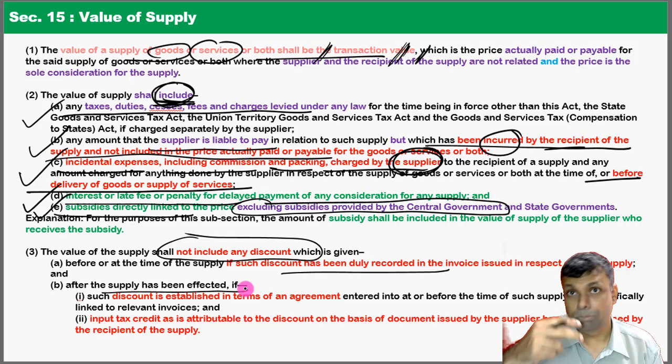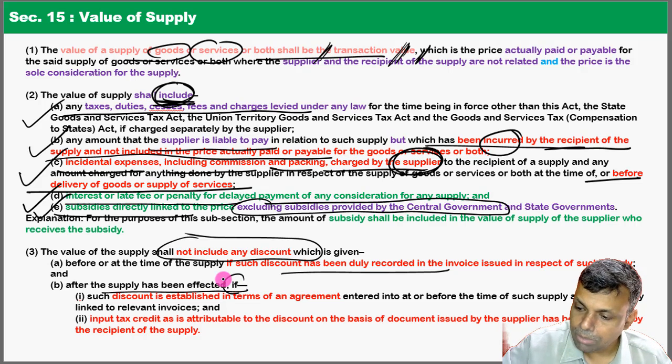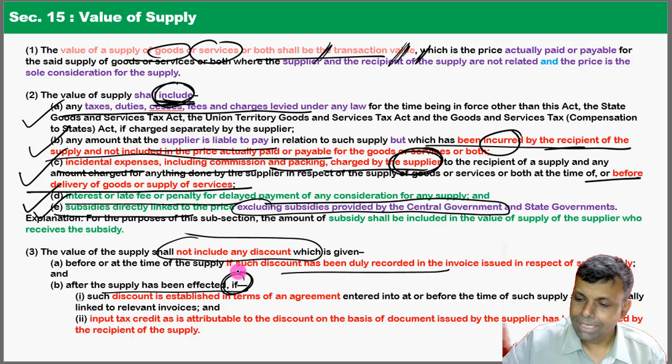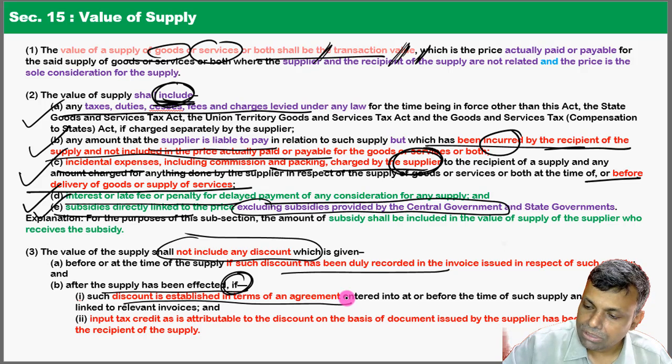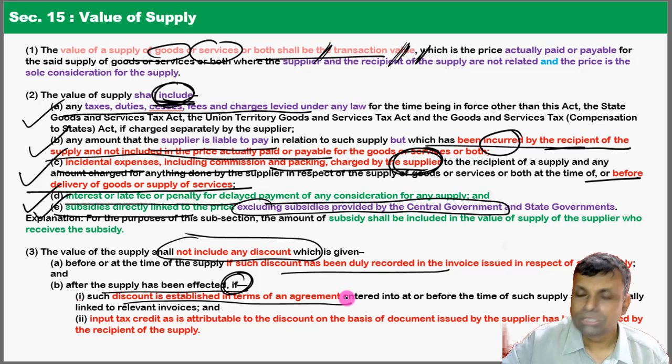But if it's after the supply, and you are still giving the discount, in that situation it will not be included only if the discount is established in terms of the agreement. That means your agreement has already indicated that this kind of discount could be given. This is how it will be properly documented. This is what it is trying to say.